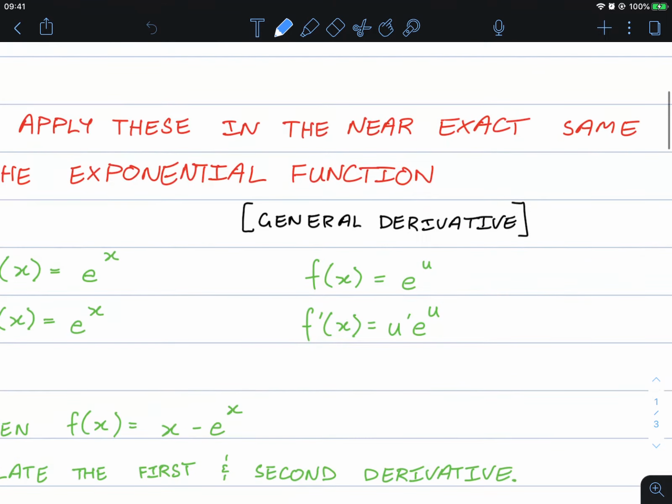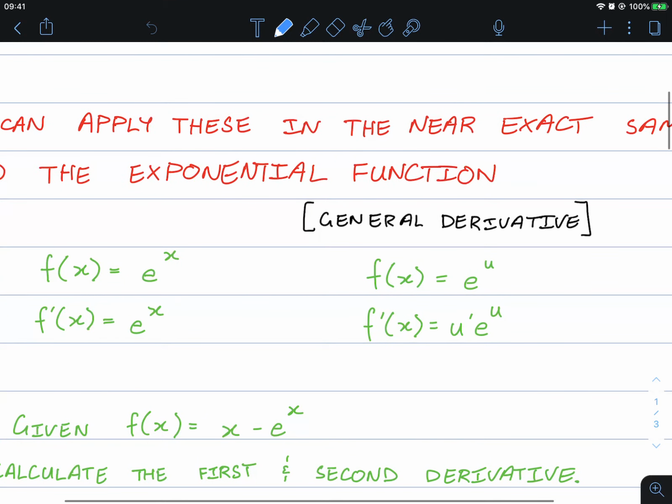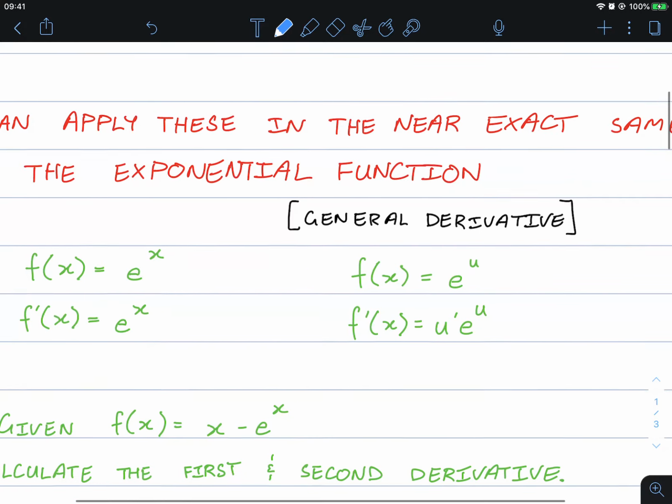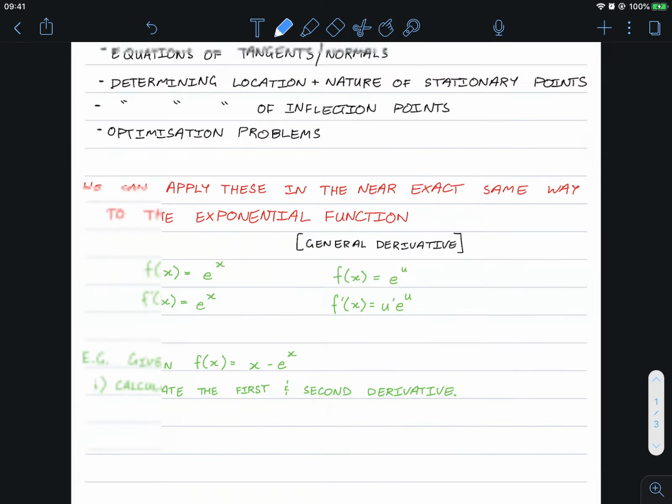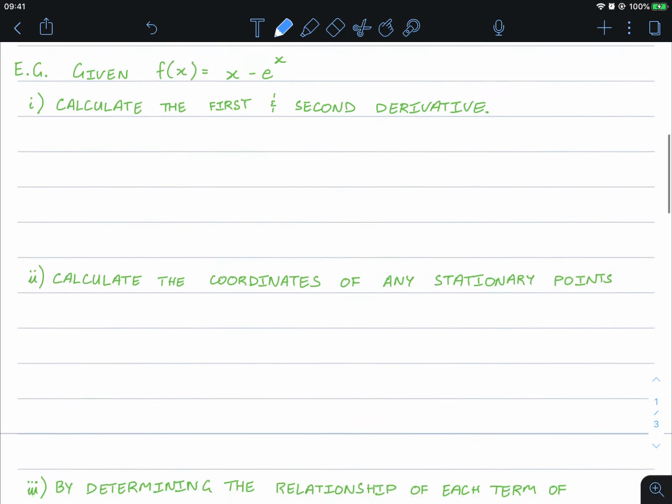In case you've forgotten, the derivative of e to the power of x is e to the power of x. Or more generally, if you have e to the power of u for some function of x, the derivative of this entire function is the derivative of u times the original function. So let's get straight to it.